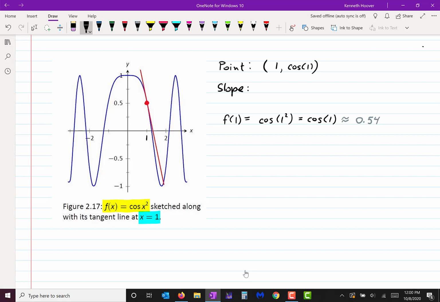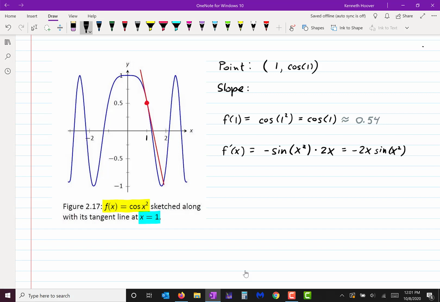Okay? Now how do we find the slope? We find the slope with the derivative, right? So let's find the derivative of f. So f is cosine of x squared. So first you do the derivative of the outside, which is cosine. What's the derivative of cosine? It's negative sine. So we have negative sine of x squared. And then you multiply times the derivative of the inside. The inside is x squared. And the derivative of that is 2x. So negative 2x times sine of x squared.